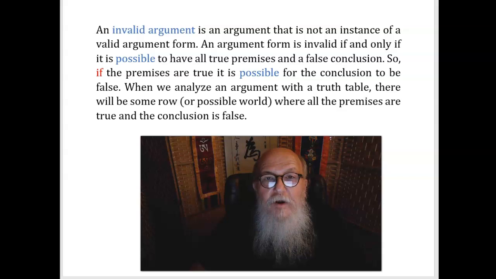An invalid argument, of course, simply reverses that. It's an argument that is not an instance of a valid argument form. An argument form is invalid if and only if it's possible to have all true premises and a false conclusion. So if the premises are true, it is possible for the conclusion to be false. When we analyze an argument with a truth table, there will be some row or possible world where all the premises are true and the conclusion is false.